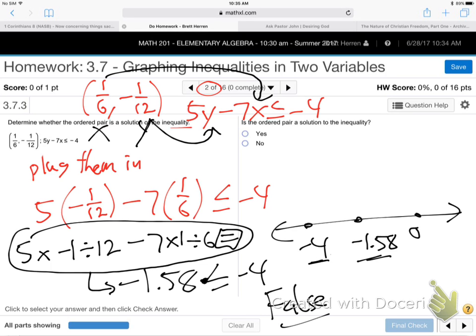So this is just a yes-no question. We would just say no, it doesn't work. When you plug in the 1/6 and the negative 1/12 and work it out, it doesn't come out true. It turns out to be false. So it's a no. That is not a solution. It's not an answer. Does that make sense? We good? All right.